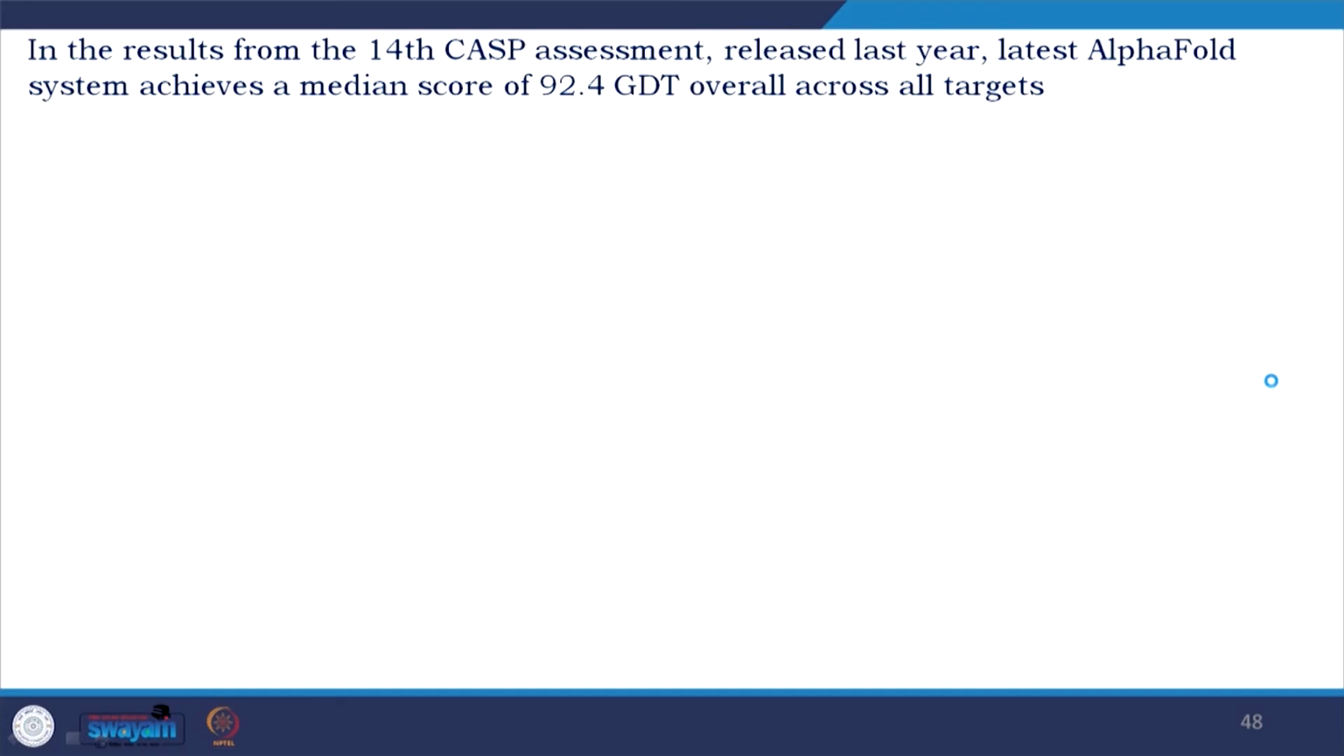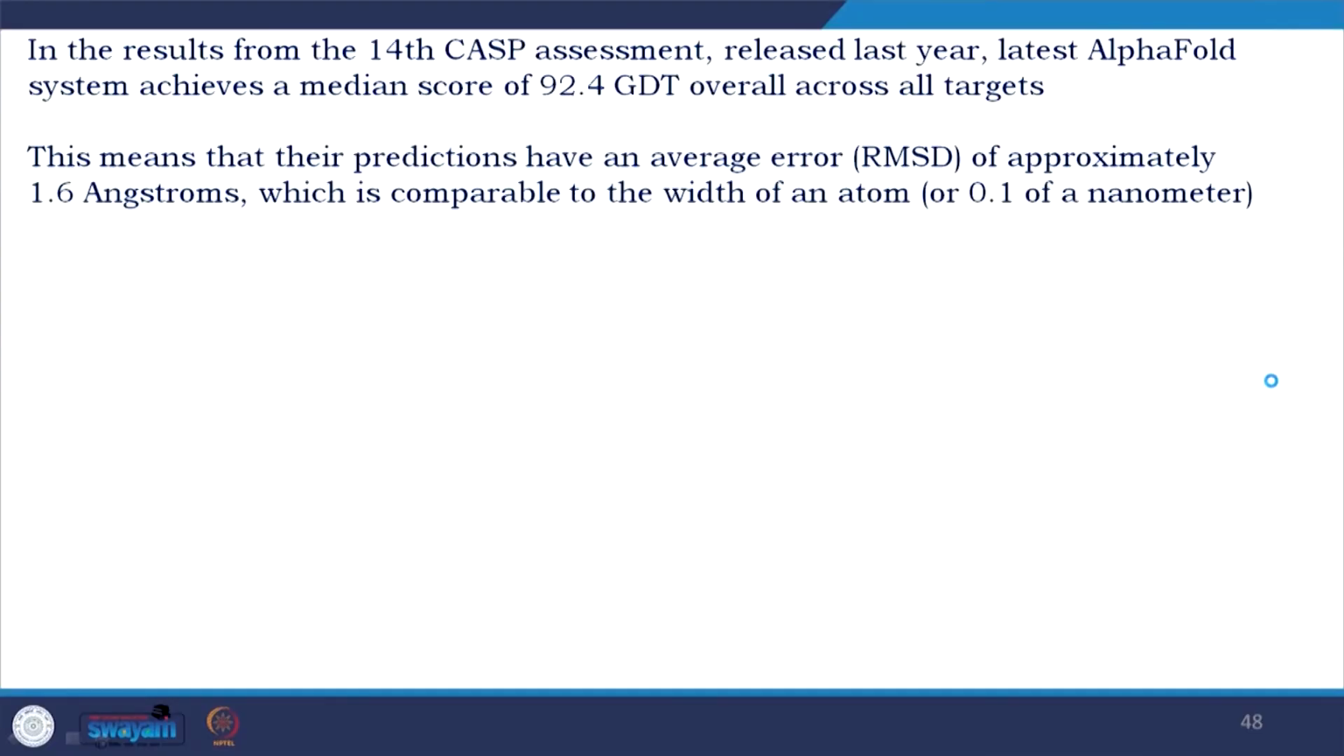This is amazing because it is the first time a program showed that its continuous prediction is comparable to experiment, and it is not for one structure, it is the continuous performance. That is why it is very important. This means that the prediction has an average error of approximately 1.6 angstrom, which is comparable to the width of an atom. You understand? So, 1.6 angstrom could be an RMSD for a very similar protein.